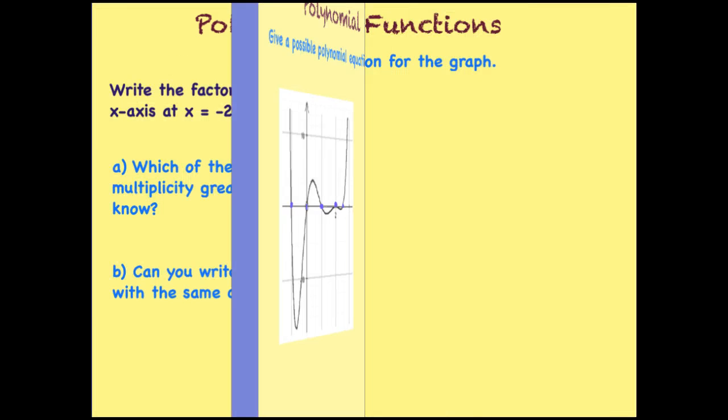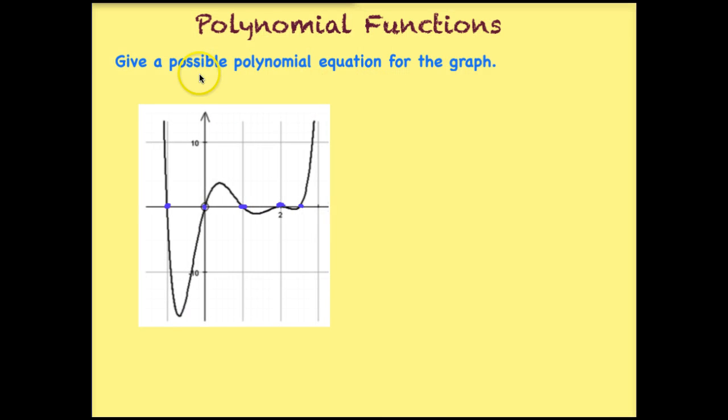Let's look at our last problem of the day. In this one, we want to give a possible polynomial equation for this graph. So the first thing is to look at all of our zeros or our roots. Let's write those out. We know that we have, it looks like this graph goes by ones. So we have x's at -1, 0, 1, 2, and we'll call this one 2.5.